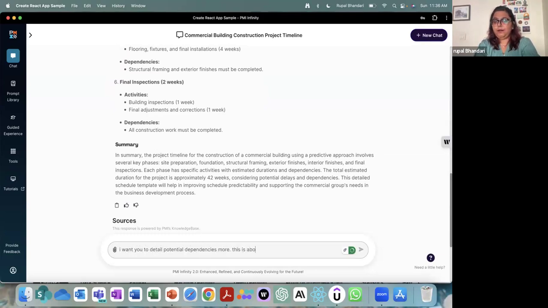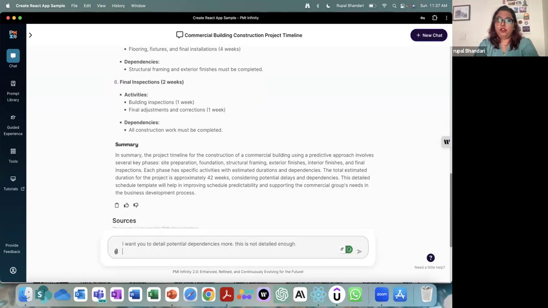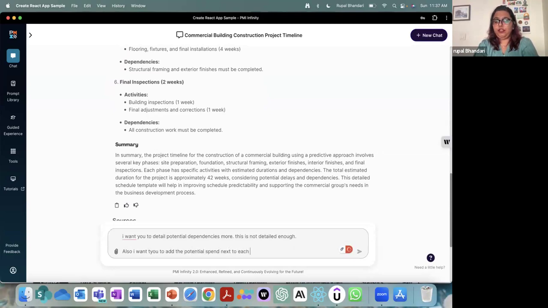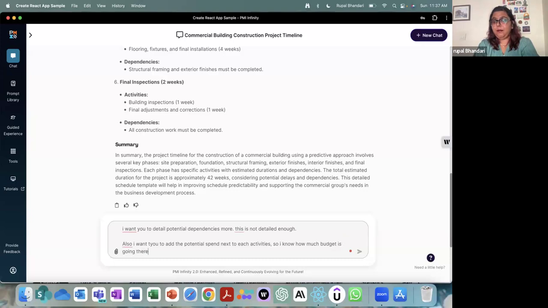This is not detailed enough. Also, I want you to add the potential spend next to each activity so I know how much budget is going there.